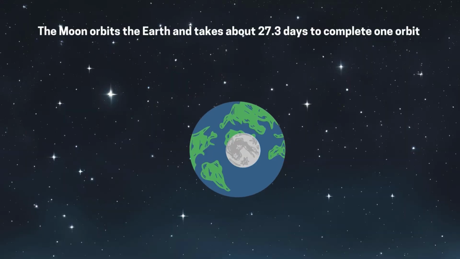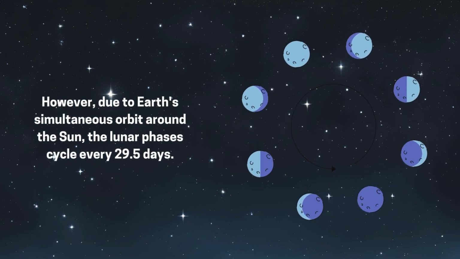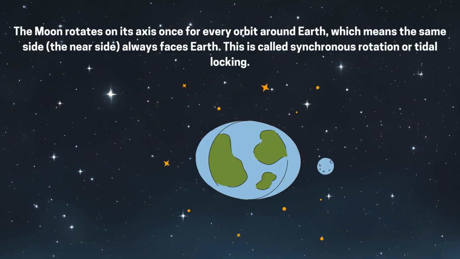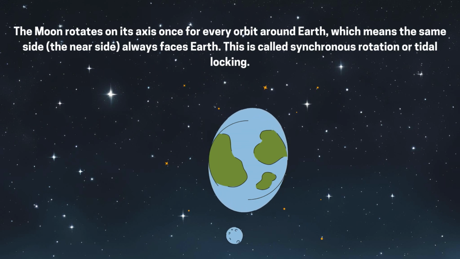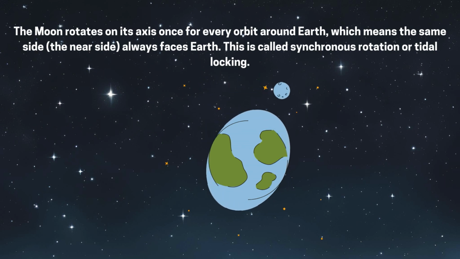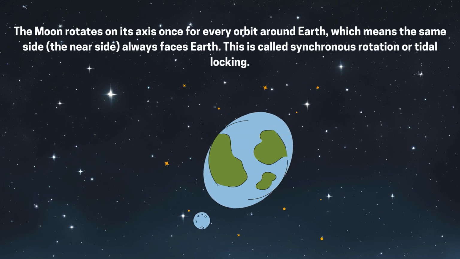The Moon orbits the Earth and takes about 27.3 days to complete one orbit. However, due to Earth's simultaneous orbit around the Sun, the lunar phases cycle every 29.5 days. The Moon rotates on its axis once for every orbit around Earth, which means the same side, the near side, always faces Earth. This is called synchronous rotation or tidal locking.